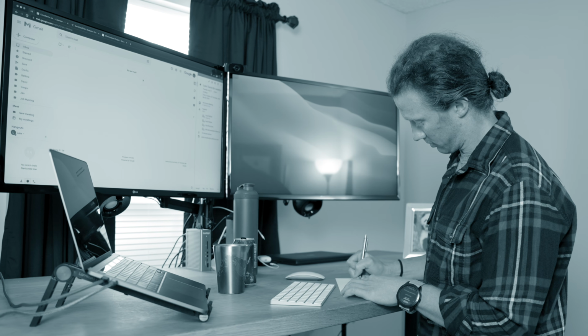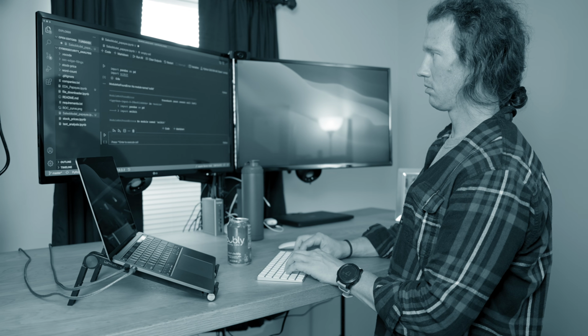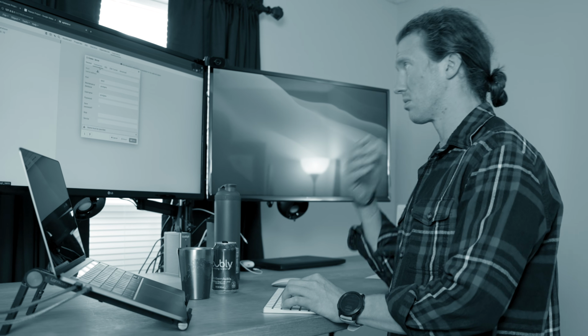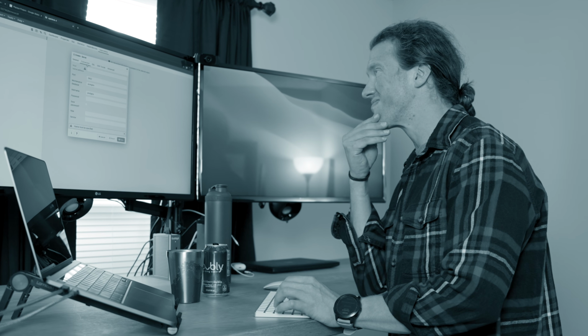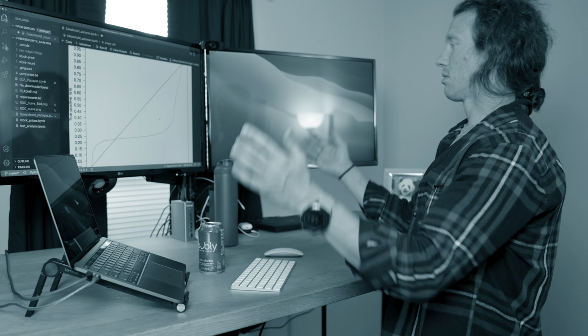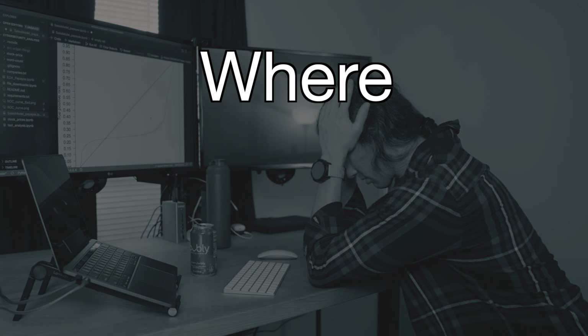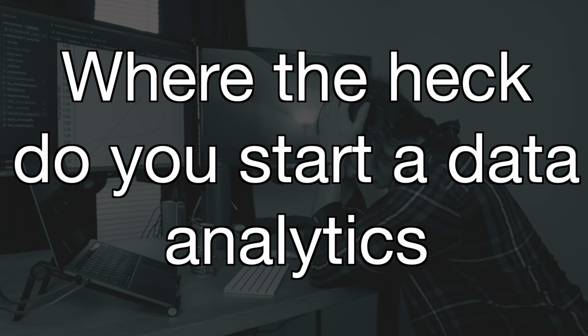They find some data set that they feel is interesting. They then try to develop a project from scratch revolving around the data set. This usually leads to them spending countless hours of time that is wasted, ultimately leading to abandoning the project. So where the heck do you start a data analytics project?